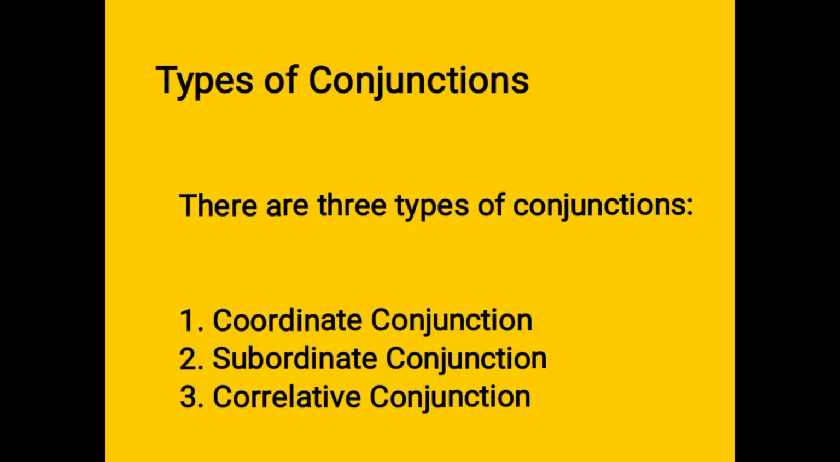All right, types of conjunctions. There are three types of conjunctions. The first one, coordinate, the second one, subordinate, and the third one, correlative conjunction. Let's discuss them in detail.